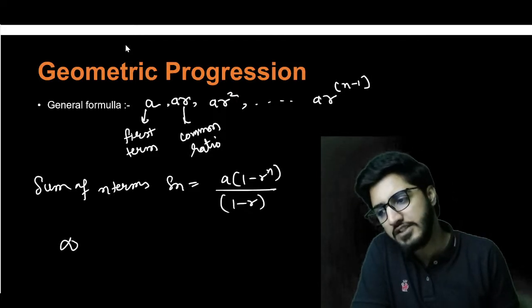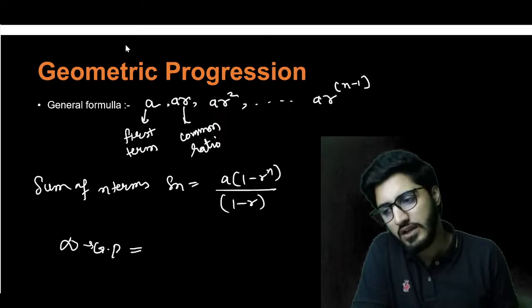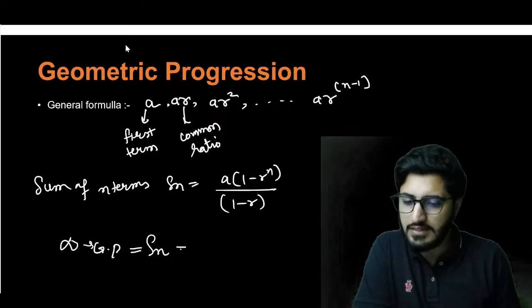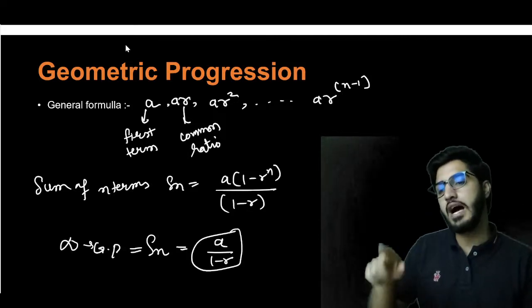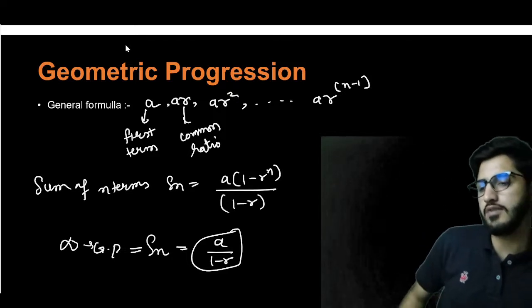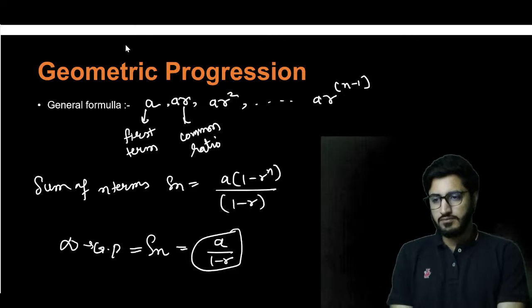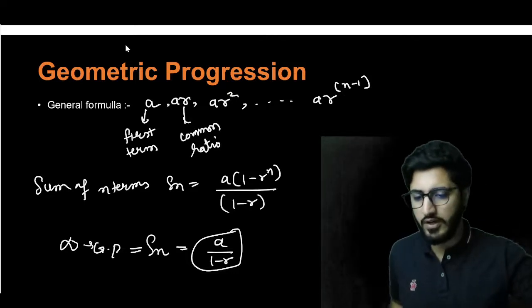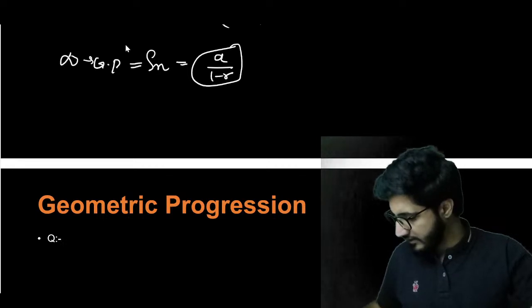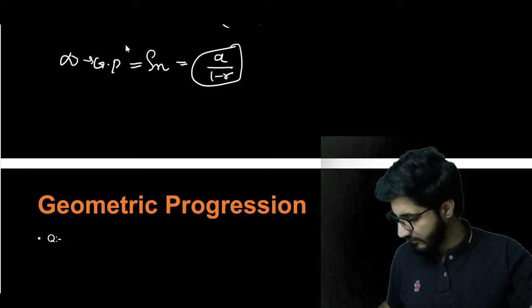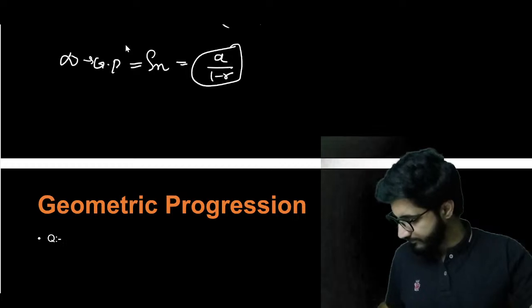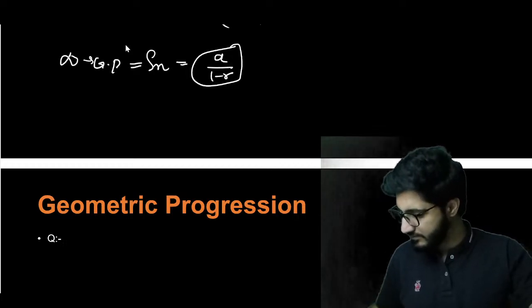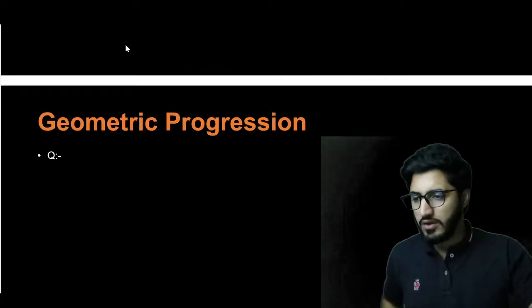If we have an infinite GP, then what is the formula for Sn? It is only A divided by 1 minus R, because n tends to infinity, and R to the power infinity we can omit, right? It is A divided by 1 minus R. Clear? We will do one numerical.